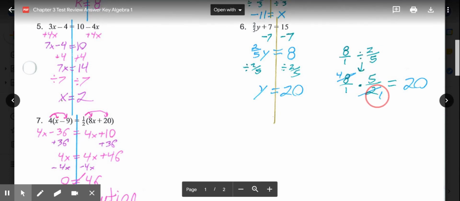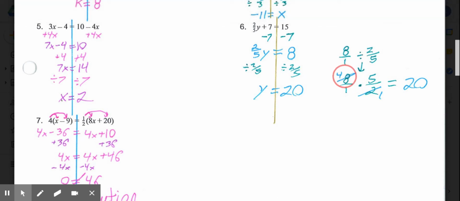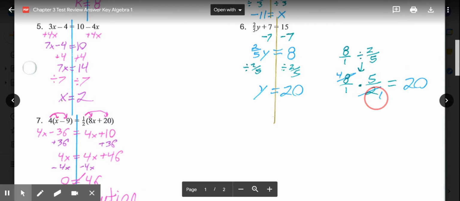Then we can cross simplify the 2 and the 8 by dividing each by 2, giving us a 4 and a 1. And then you multiply your numerators. 4 times 5 is 20. 1 times 1 on the bottom is just 1. So 20 over 1, or 20. So y would equal 20.